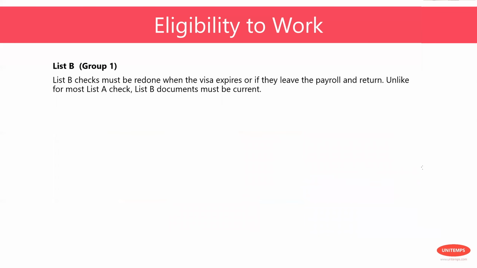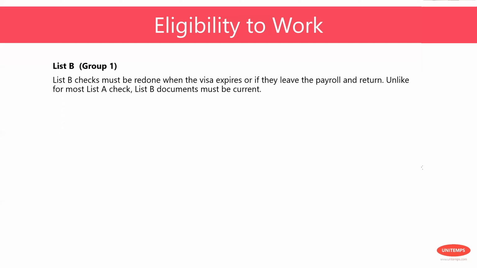So List B. So List B Group 1. We'll talk about that. There's a special category in Group 2 for people who are in the process of applying for a new visa. But I'll touch on that in a second.